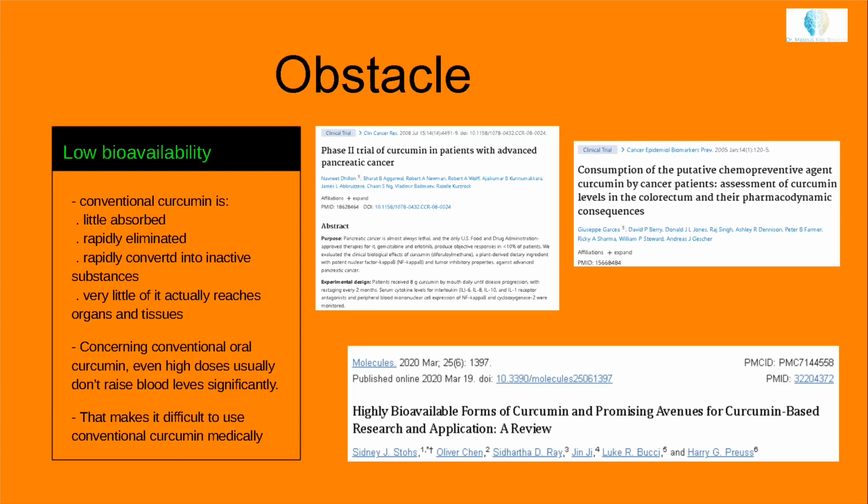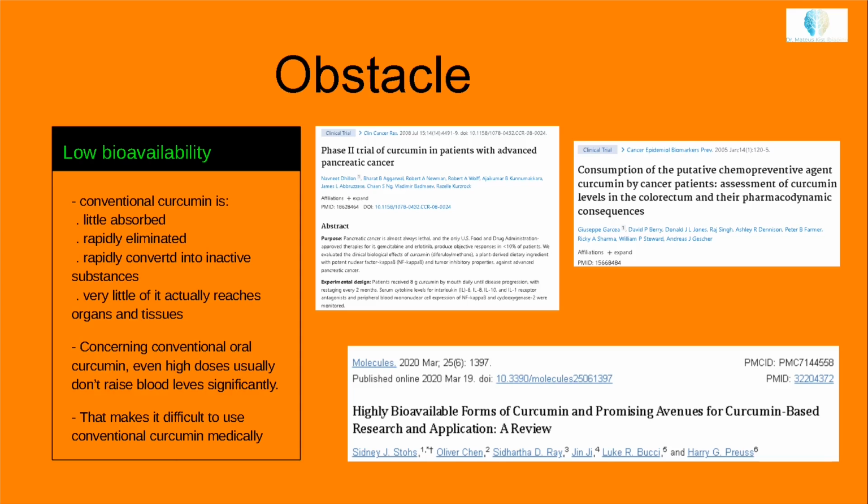Conventional curcumin can also be given intravenously, but it's a little bit more riskier. The risk of side effects is a little bit bigger. We don't have as many studies, so usually when we use curcumin as a supplement, we give it orally. And when you use conventional curcumin, that means curcumin that doesn't have any special preparation or formulation, even if you give a high dose of oral conventional curcumin, you usually don't raise the blood levels of curcumin significantly.